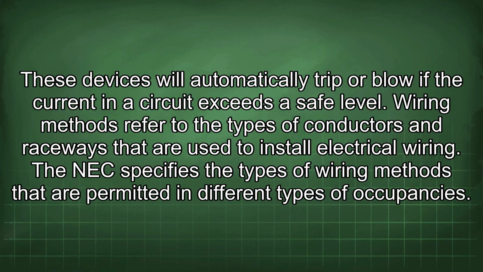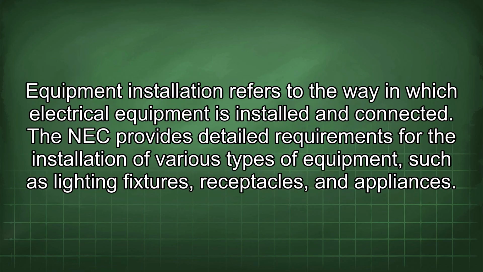Wiring methods refer to the types of conductors and raceways that are used to install electrical wiring. The NEC specifies the types of wiring methods that are permitted in different types of occupancies. Equipment installation refers to the way in which electrical equipment is installed and connected. The NEC provides detailed requirements for the installation of various types of equipment, such as lighting fixtures, receptacles, and appliances.